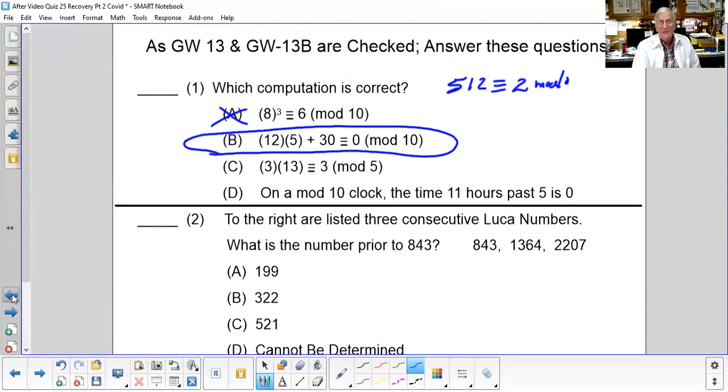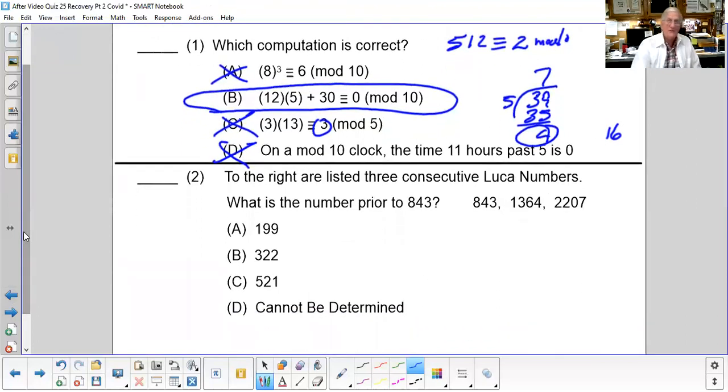Is C all right? Or what's wrong with it? Well, it's 39 when I multiply it out. I divide it by 5. 7 times 5 is 35 with a remainder of 4. This says 3, no good. On a mod 10 clock, 11 hours past 5, what time is it? 0? 11 hours past 5 would be 16 o'clock. In mod 10, that would be 6. That's no good either. So it was choice B.